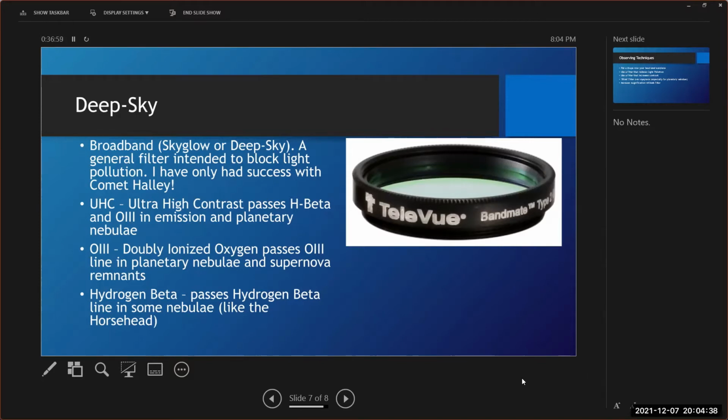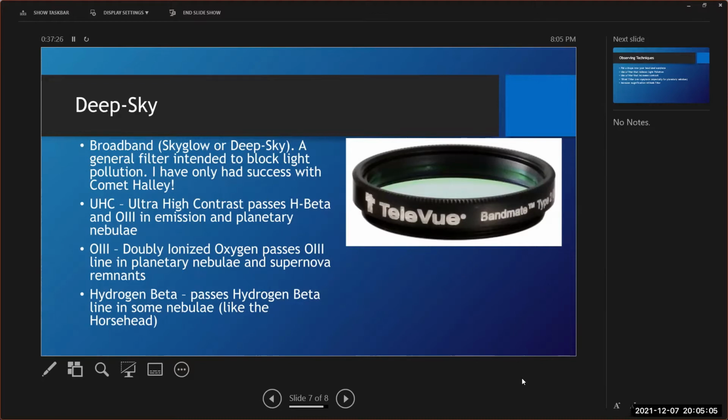I bought one of those from, I've forgotten the name of the website, a Japanese website, but it was a real popular broadband filter. I tried it and it cut down on so much signal. I had to double my exposure time to focus, if that tells you anything. And looking through an eyepiece with it was impossible.